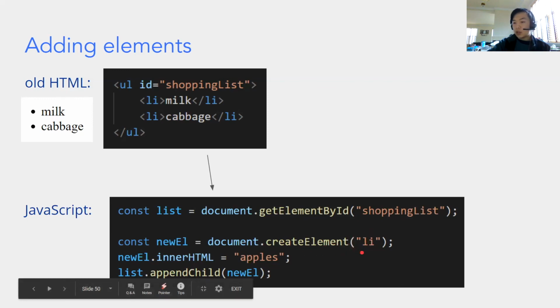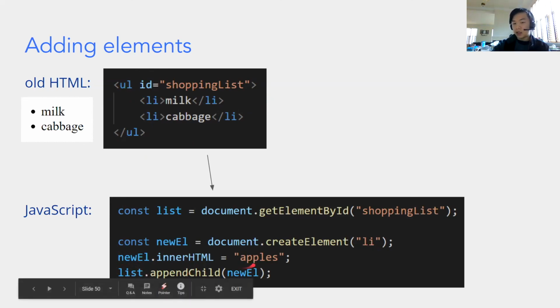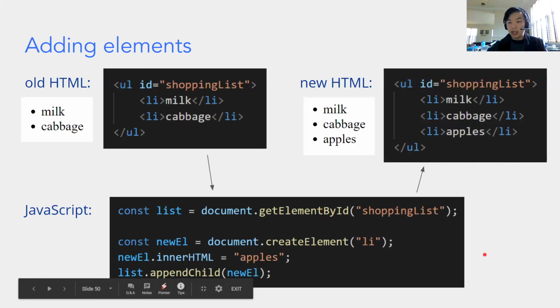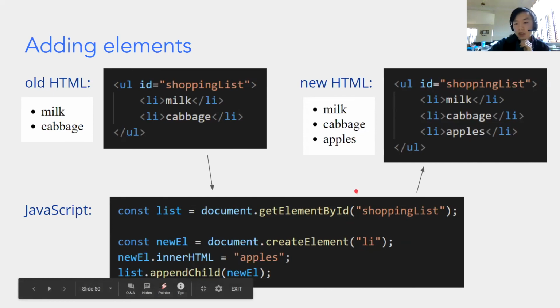So we've created a new list element. We've assigned it some content, in this case, apples. And right now it's just a new element floating off somewhere in memory. We want to actually attach it to this shopping list. So it's list.appendChild, whatever the list was called, .appendChild, and attach this new element. And what does that do? It attaches a new list element to the end of our unordered list. So this is how we would add elements in JavaScript.